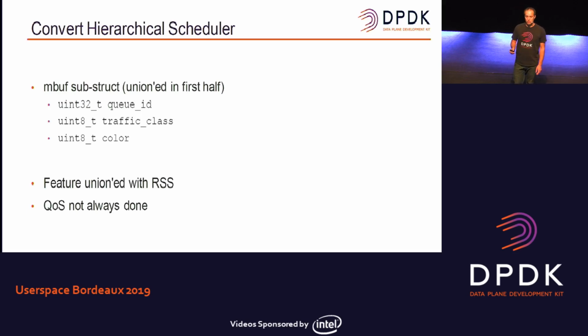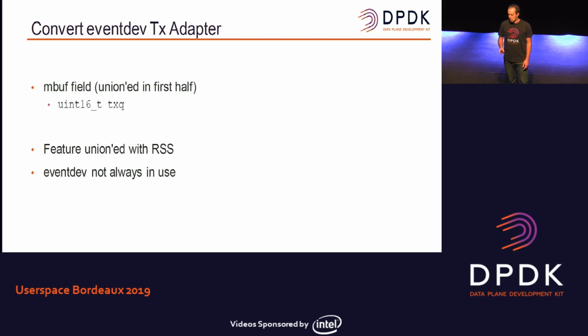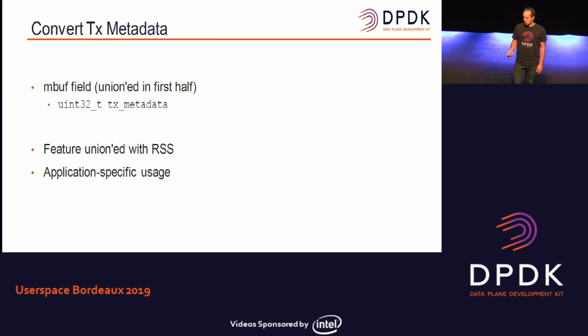This one is in the big union with RSS and other flow steering metadata. So probably it should not stay here. And anyway, QoS is not a feature used by all applications, so it's a candidate. One more, there is a field for event dev for TX adapter. This is one more in the big union, so it should not stay here. And one more union, the metadata, already talked about it.